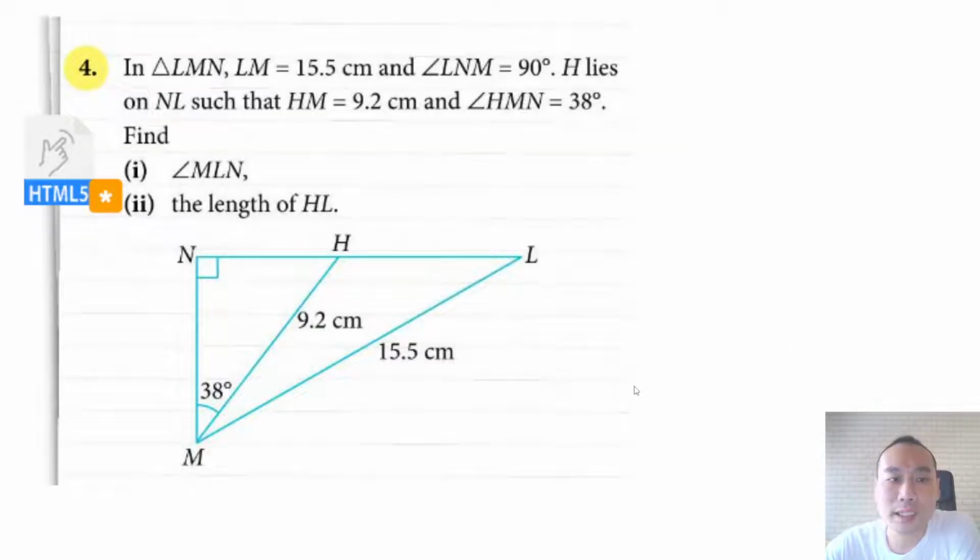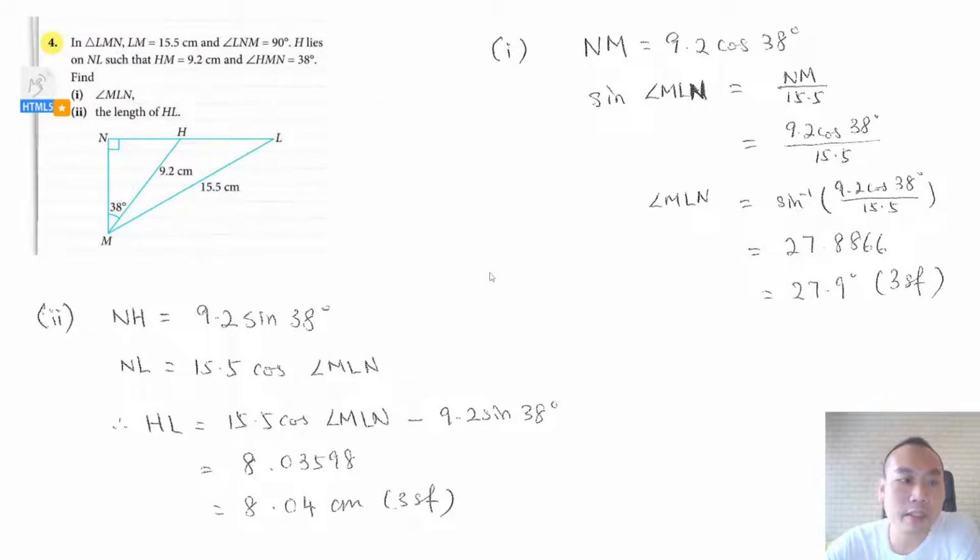Next question. Here we have two right angle triangles, one inside another. We are supposed to first find angle MLN. So MLN is over here. How do we do that? Let's take a look. The first thing we want to do is find MN first. For NM, we can use the smaller right angle triangle over here because we already know 38 degrees.